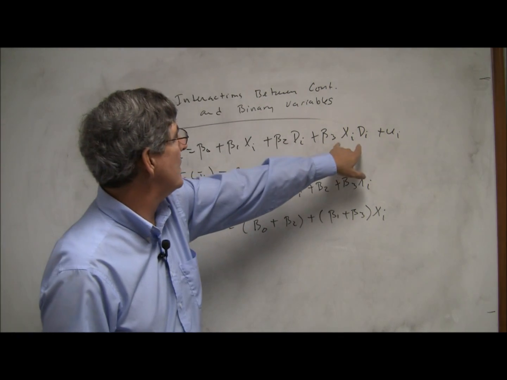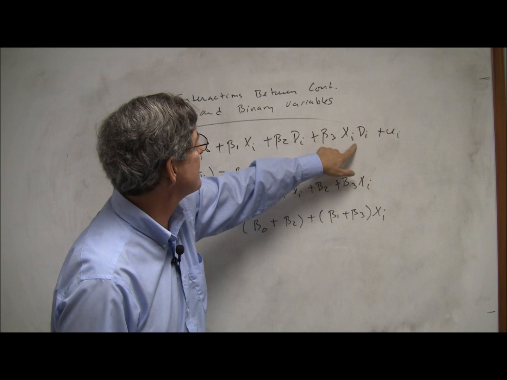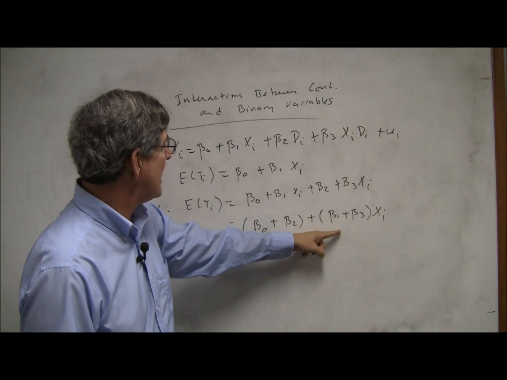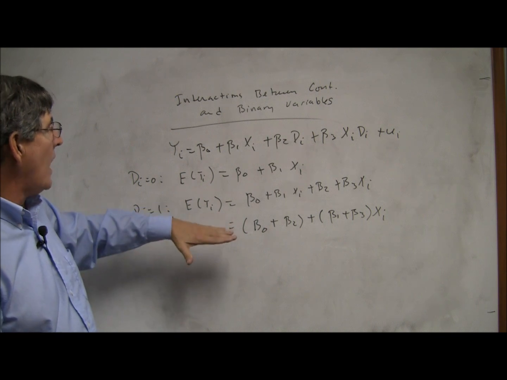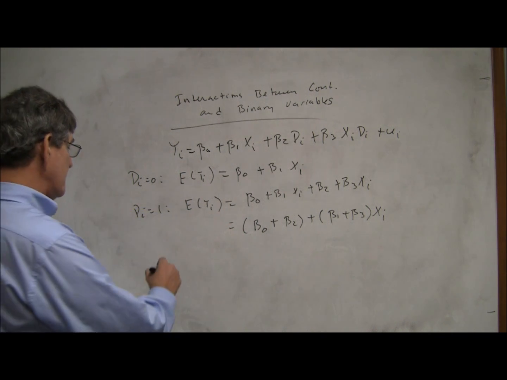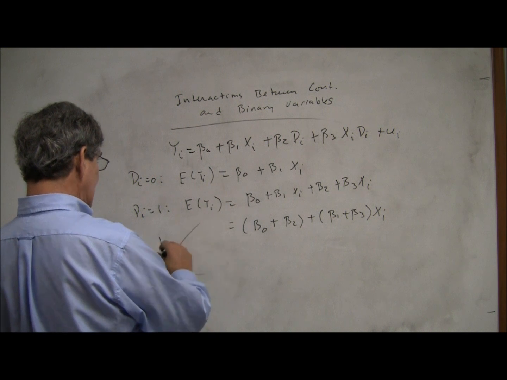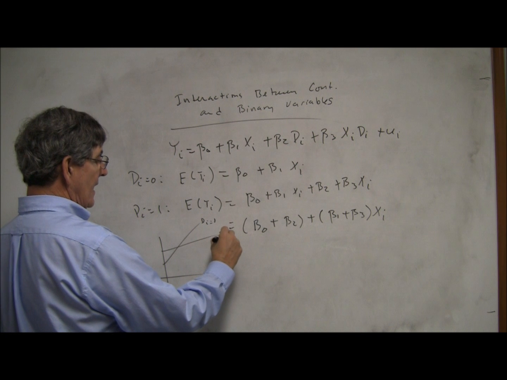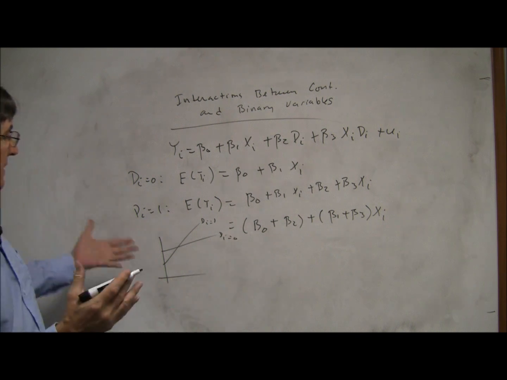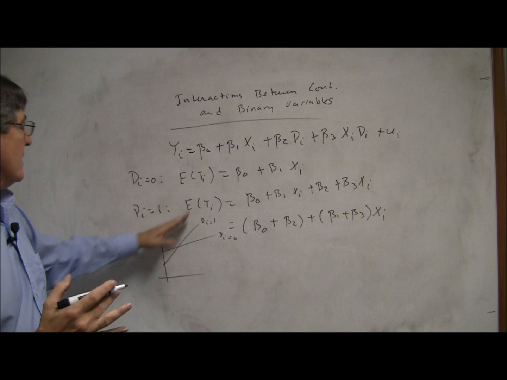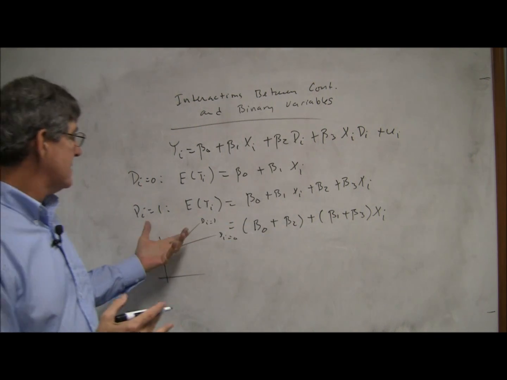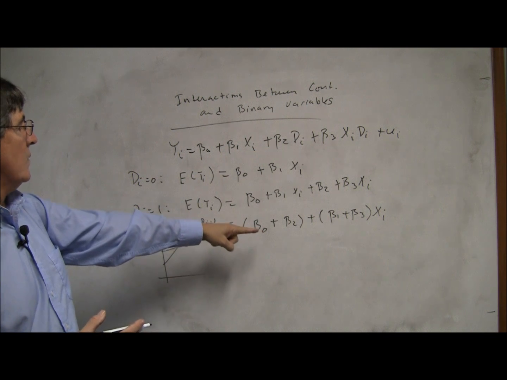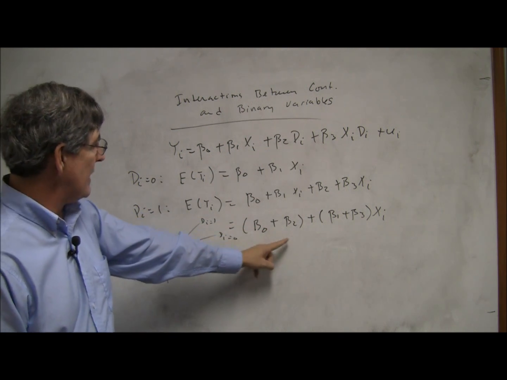So what you're doing when you throw in an interaction like this is you're allowing both the slope and the intercept of your model to differ depending upon whether you have a college degree or not. So one model could be like that, and the other could be like that, depending upon whether d_i is 1 or d_i is 0. And it could be any shape at all, as long as they're linear. But so this interaction would allow for different intercepts and different slopes.